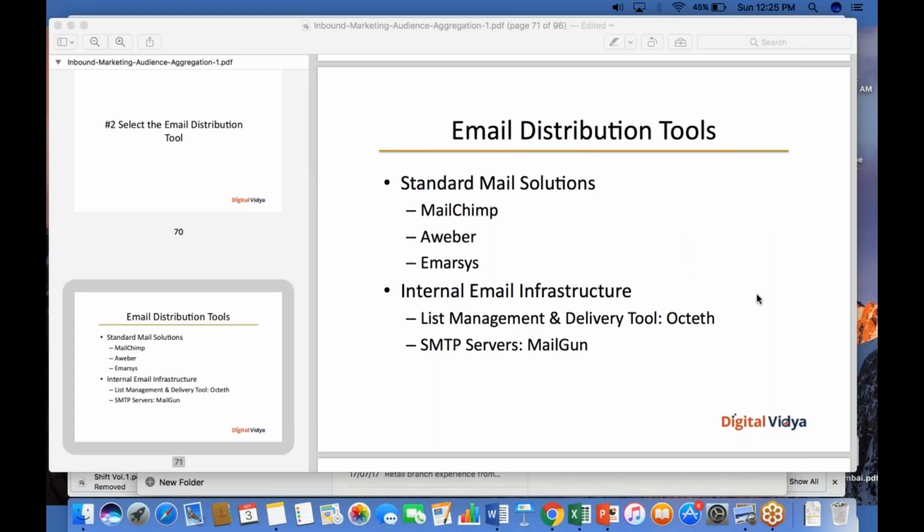Make sense? Yes, Acton. It's the same tool, Vipul. I was talking about Acton earlier as well. The other tool is MailChimp, which you already see here.